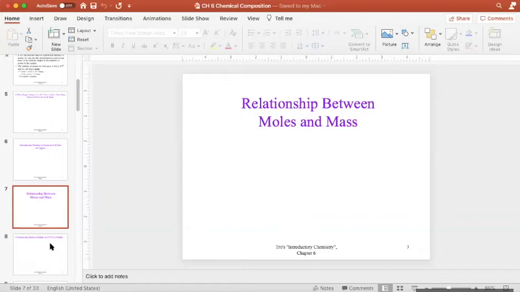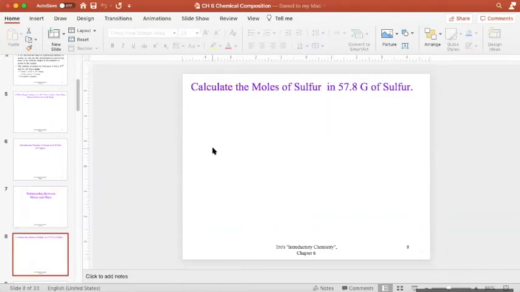Okay, so now let's try to solve some problems over here. It says calculate the moles of sulfur in 57.8 grams of sulfur. So what is sulfur? Sulfur is an atom, an element, right? And this is in grams, 57.8 grams. So which relation do we have to use? We have to use moles and grams, because we need moles, the second relation.